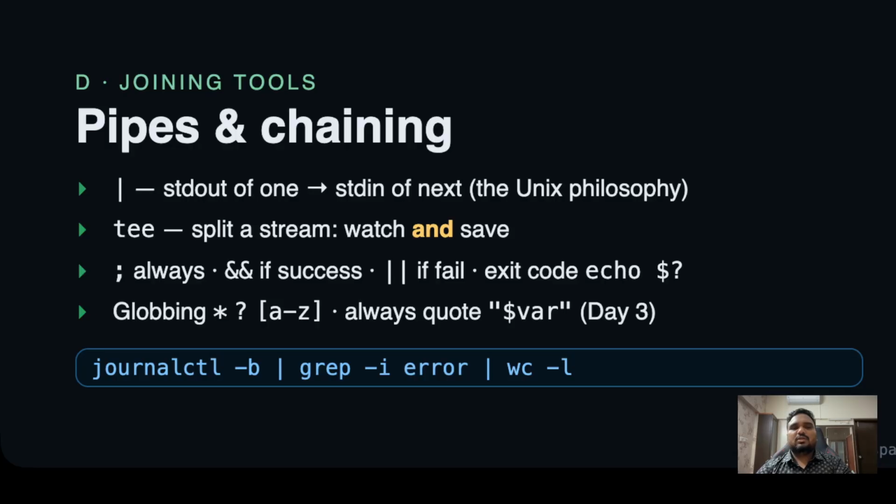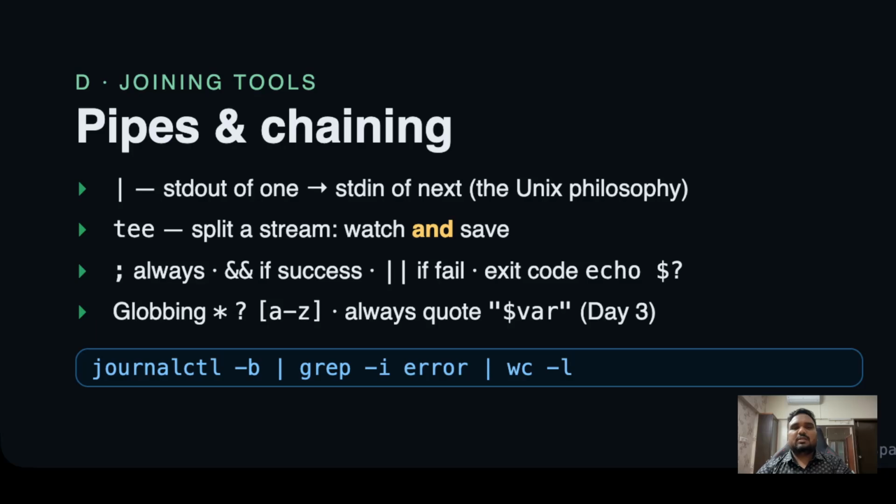And two things you'll feel the benefit of soon. Globbing: a star matches anything, so star dot log means every log file. And always quoting your variables, which we'll explain properly when scripting starts.